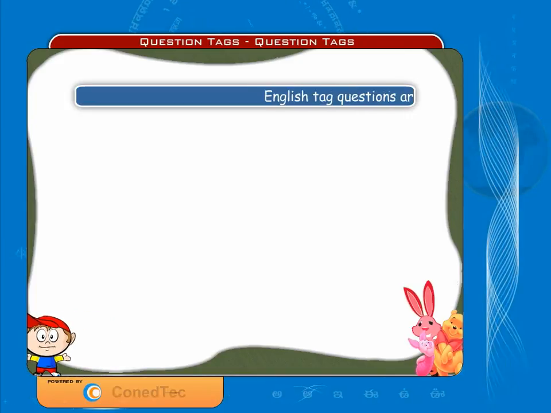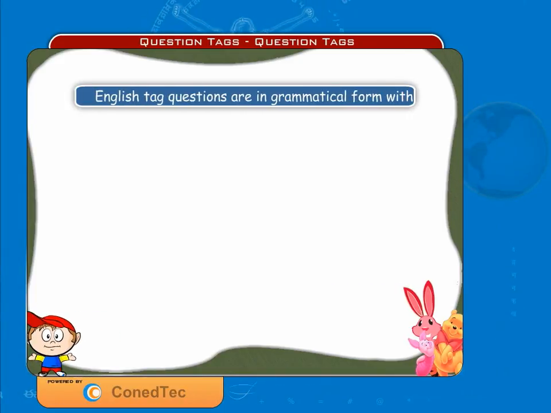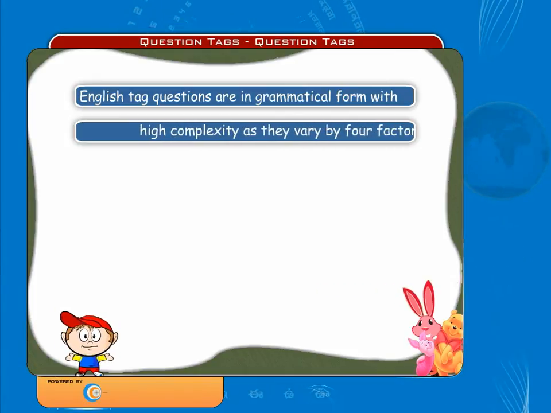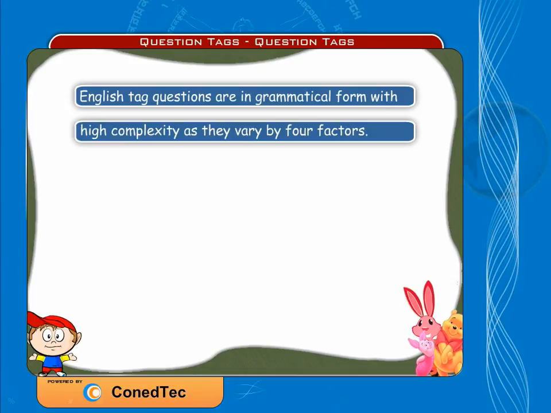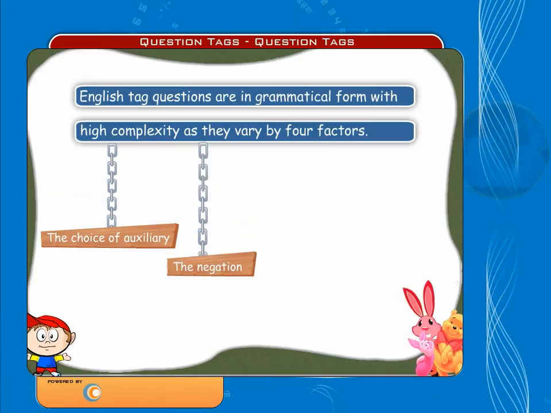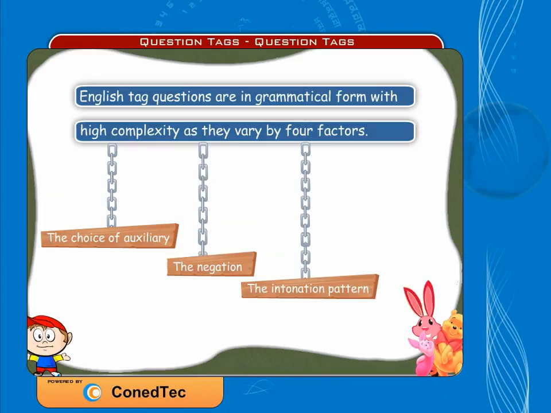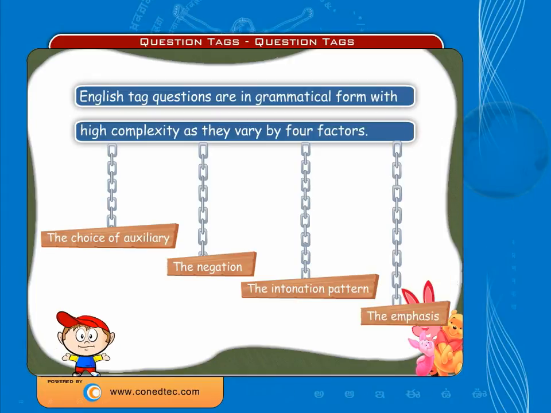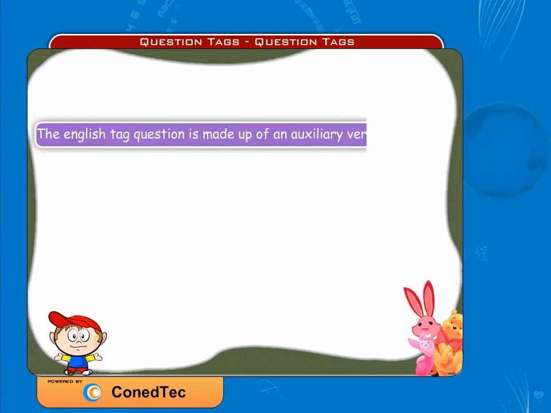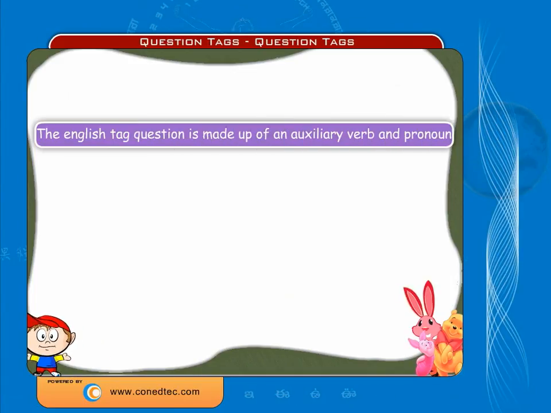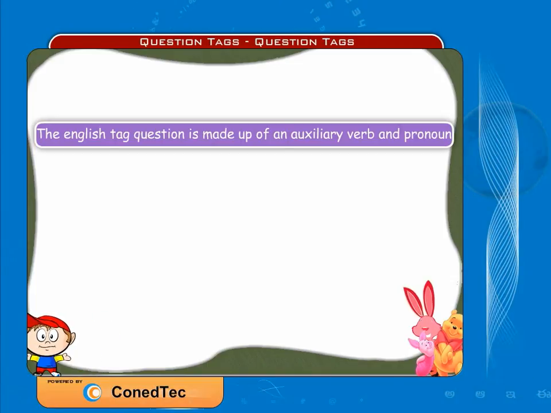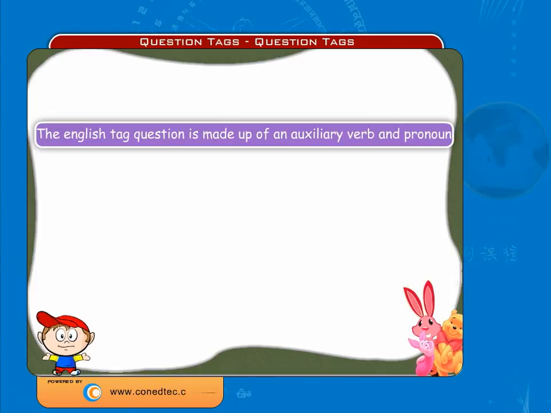English tag questions, when they have the grammatical form of a question, are typically complex because they vary according to 4 factors, namely the choice of auxiliary, the negation, the intonation pattern, and the emphasis. The English tag question is made up of an auxiliary verb and a pronoun. The auxiliary has to agree with the tense, aspect, and the modality of the verb in the preceding sentence.